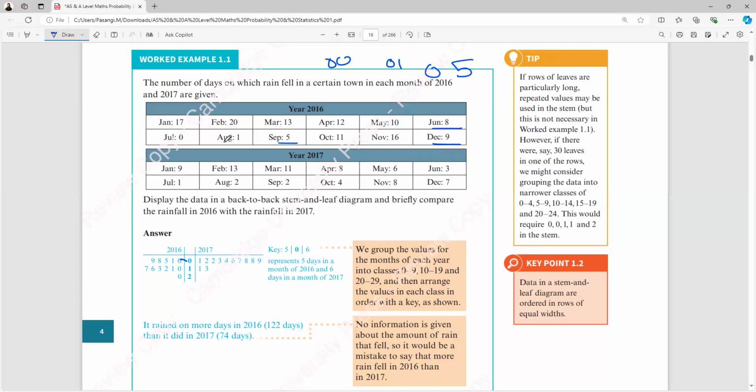I thought in the stem we should have the month, right? No, no. See, they have 5 and 6, which represents 5 days in a month of 26 and 6 days in a month of 27. No, it's not like that.